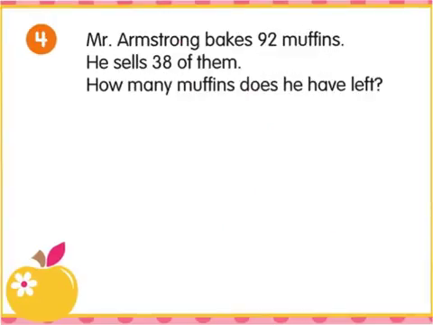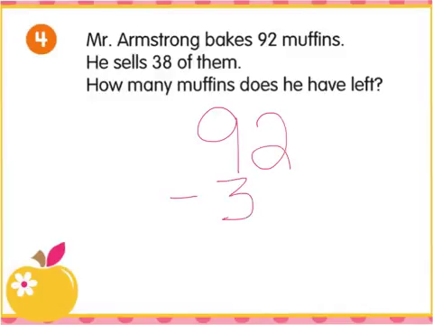Mr. Armstrong bakes 92 muffins. He sells 38 of them. How many muffins does he have left? Well, I see that he had 92 muffins to begin with. Then he sold 38 of them. So that's telling me to subtract, because that's how many he got rid of. He took away.